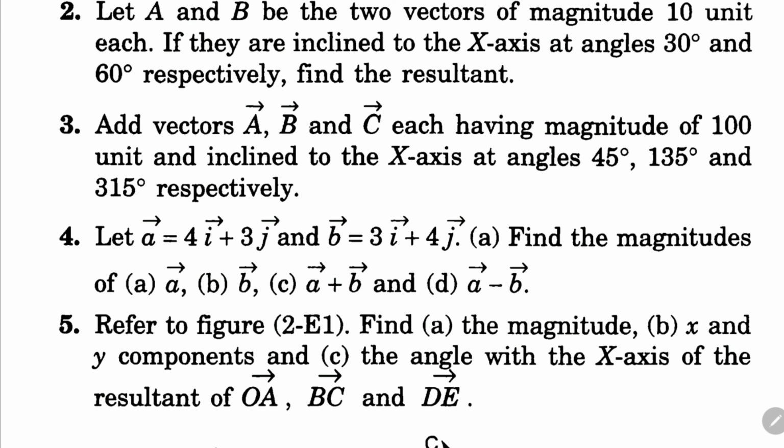Now in the fourth question we have been given the unit vectors. The terms are in the form of unit vectors. So i represents x, j represents y and k represents the z. Here we have two dimensions, x and y. So we have to find the magnitudes of a, b, a plus b and a minus b.